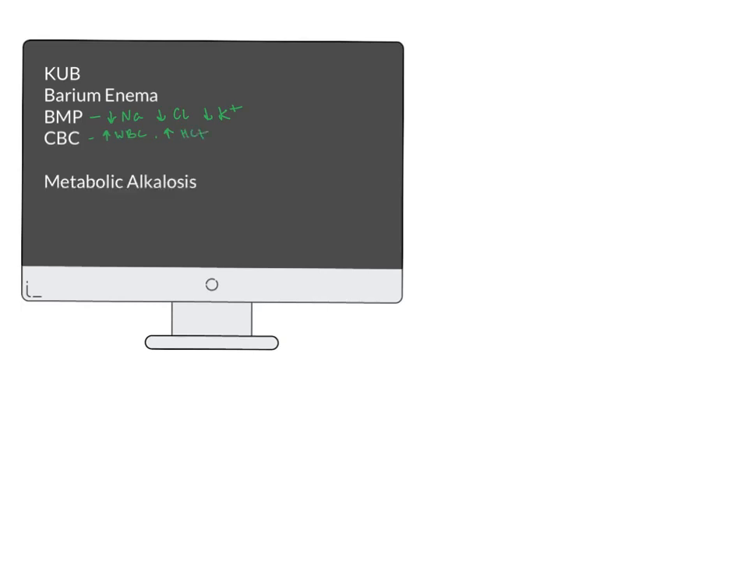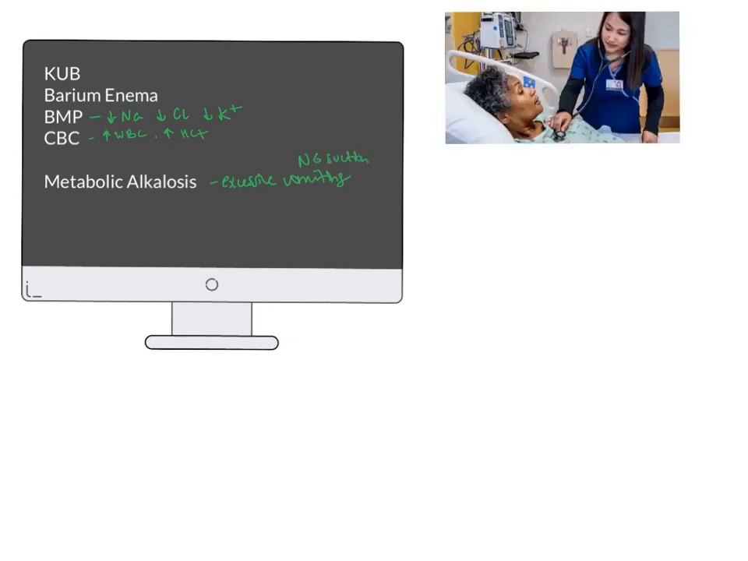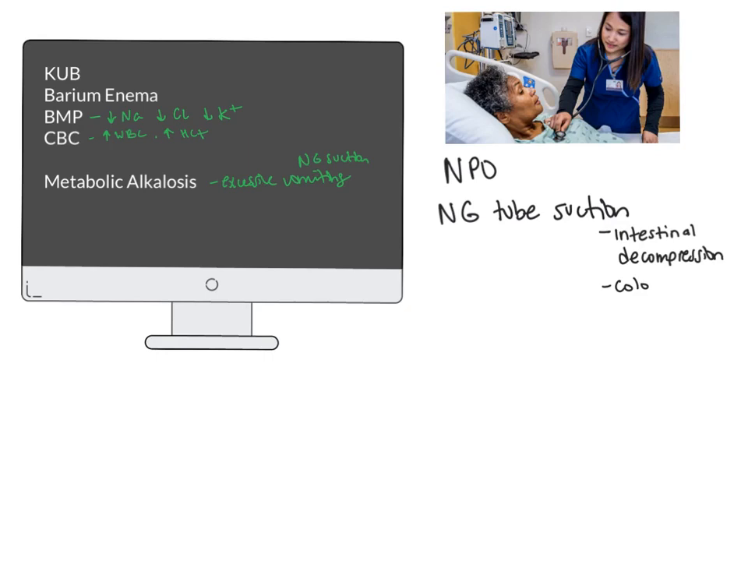Metabolic alkalosis is the next thing we're going to see on lab work because the patient is vomiting very much and losing a lot of fluid through the GI tract, which loses hydrogen ions, so therefore we'll see metabolic alkalosis, an acid-base imbalance. So next we'll look at our orders. We need to keep our patient NPO, apply an NG tube to suction, and that is for intestinal decompression, and they may also need a colonoscopy to decompress the intestines.